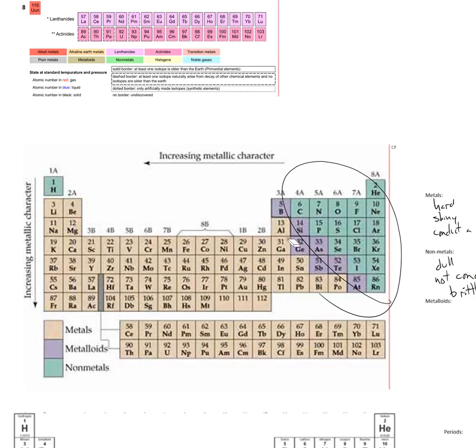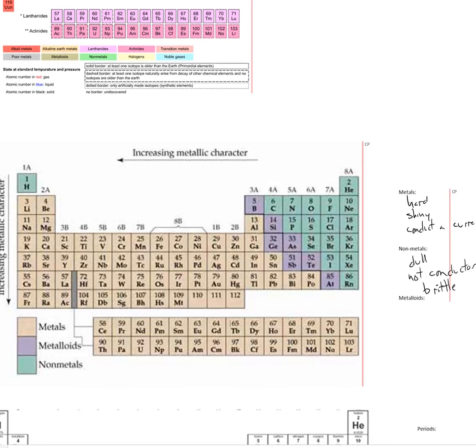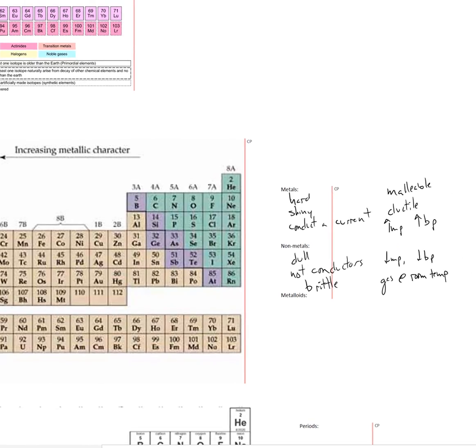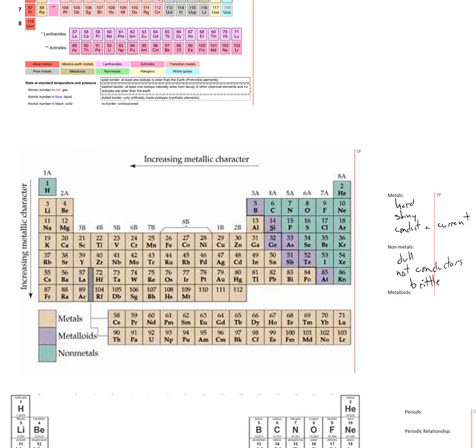And finally, you notice that we have a few elements that are right between the metals and the nonmetals. Those are the metalloids. You can guess that the properties of those are sort of halfway between metals and nonmetals. The number of properties they have of one or the other varies a little bit from element to element. But you can imagine that some might conduct a current but be brittle. Others might be dull but malleable. There are some shared properties in there. We might recognize silicon or arsenic as maybe two of our more famous metalloids.